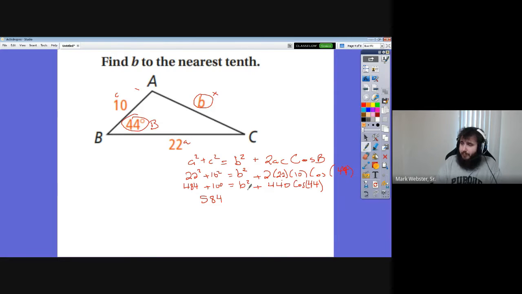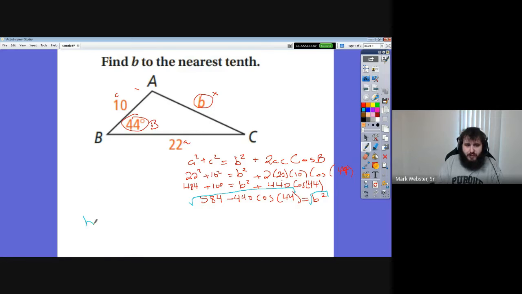Then I want to get b by itself, so I'm going to subtract this monstrosity over. And that's equal to b squared, right? So I added these together. I subtracted this over. Notice it all came over as one unit because 440 times the cosine of 44 is a number already. Don't try and be fancy. And then the last thing we're going to do is square root both sides so that we get b by itself, right?